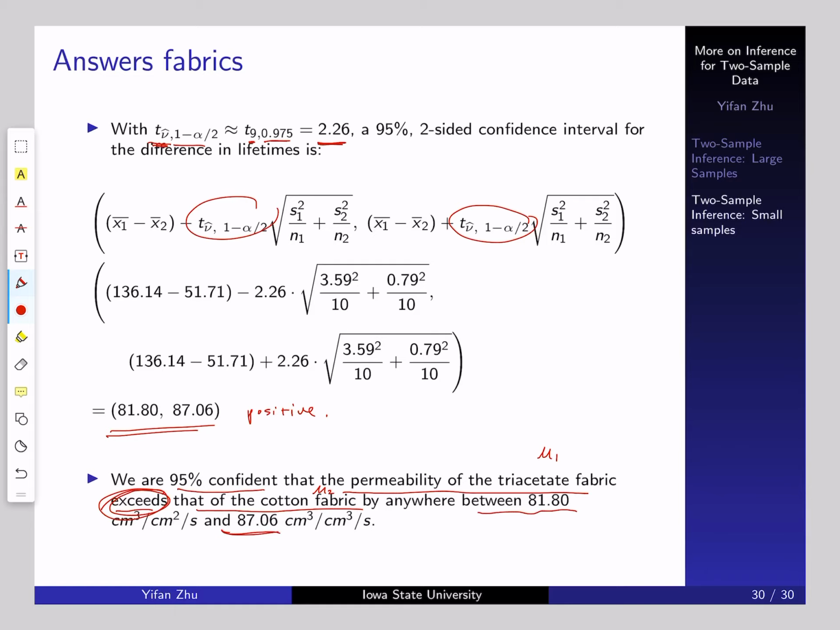Okay. So that is the two-sample inference for small sample size. That is all for this video.